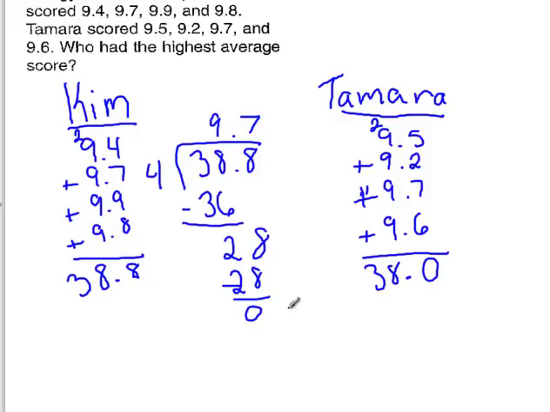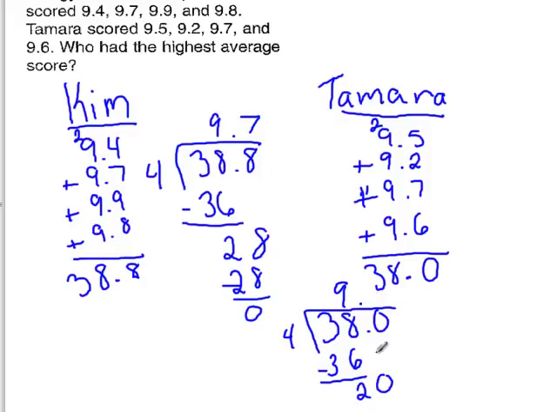Okay, now we have to do Tamara's score. So we're going to divide 38 divided by 4. Okay, so same thing as last time. 4 goes into 38 9 times. 9 times 4 is 36. 38 minus 36 is 2. Bring down the 0. Just noticed I put the decimal right in the quotient right away, and it lines up with the decimal that's in the dividend. Okay, so now 4 goes into 20 5 times. Squeeze it in there. And 5 times 4 is 20.